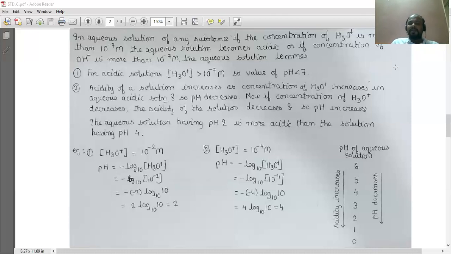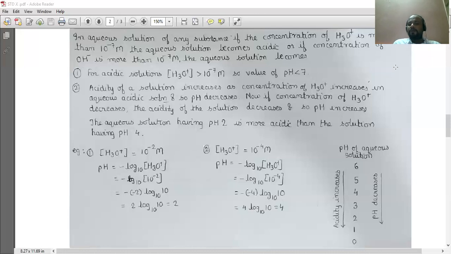The second one is the hydronium ion concentration is 10 raised to minus 4 molar. So as per the mathematical representation, pH is equal to negative logarithm to the base 10 of hydronium ion concentration. That is negative log to the base 10 of 10 raised to minus 4 molar. So minus 4 comes forward, minus into minus, plus 4 into log 10 to the base 10. So that is 4 log 10 to the base 10. Log 10 to the base 10 is 1. So 4 ones are 4.